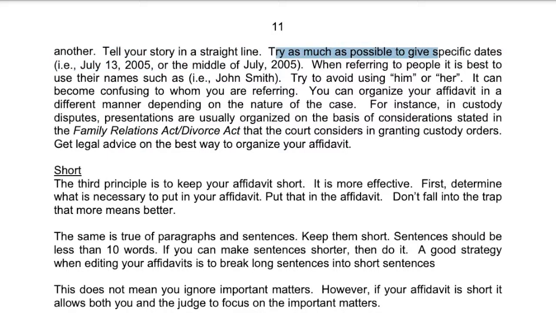Try as much as possible to give specific dates. When referring to people, it is best to use their names. Try to avoid using him or her. We heard this before, to avoid pronouns. It can become confusing to whom you are referring. You can organize your affidavit in a different manner depending on the nature of the case. For instance, in custody disputes, presentations are usually organized on the basis of considerations stated in the Family Relations Act, Divorce Act, and the court considers in granting custody orders. Get legal advice on the best way to organize your affidavit.